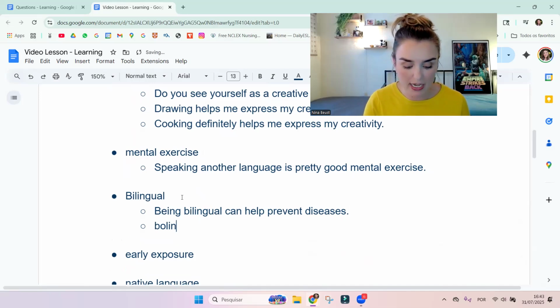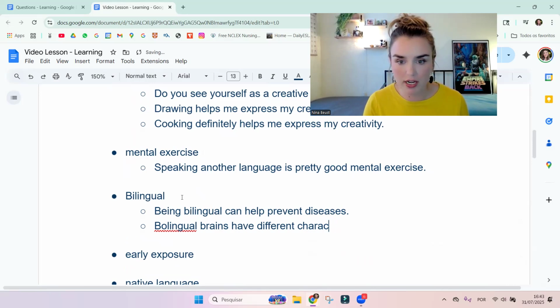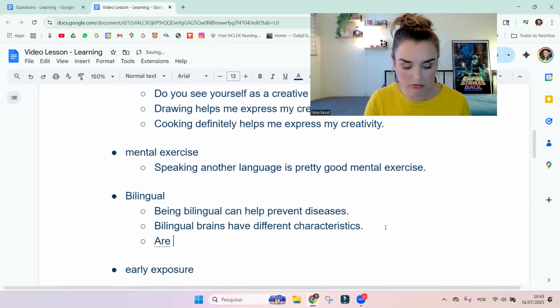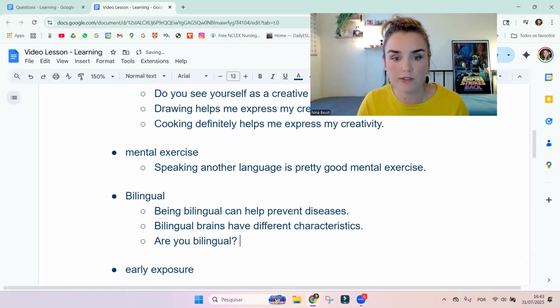Bilingual brains have different characteristics. So bilingual brains have different characteristics. Are you bilingual? Do you speak more than 2 languages?